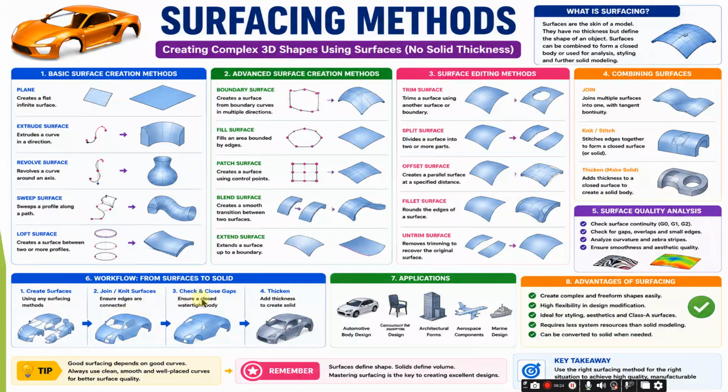Workflow from surfaces to solid: create the structure, knit surfaces, check and close the gaps, then thickness. Applications: automotive body design, consumer product design, architectural forms, aerospace components, and marine design. Advantages: complex and free-form shapes can be created easily, highly flexible in design modification, ideal for styling and aesthetics, for Class A surfaces, requires fewer system resources than solid modeling, and can be converted to solid when needed.